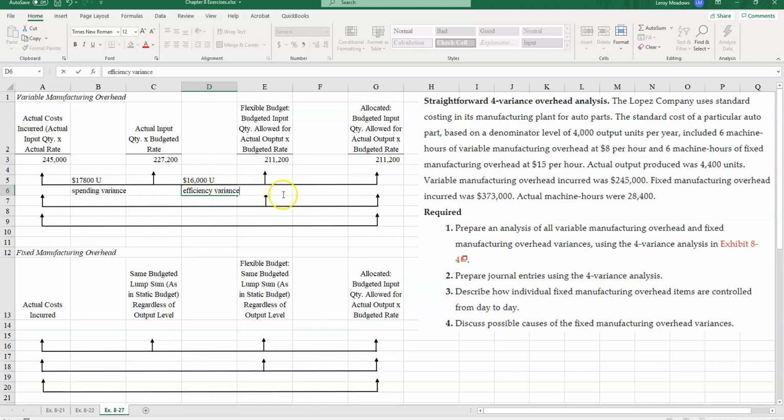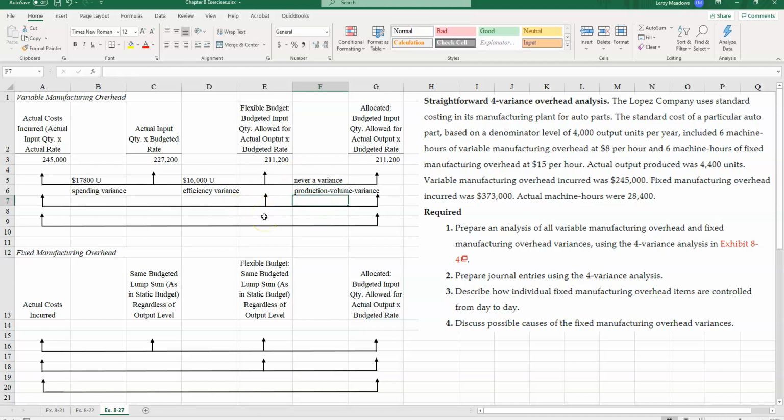Now for variable overhead, do I ever have a production volume variance? No, I do not. There's never a production volume variance for variable manufacturing overhead.